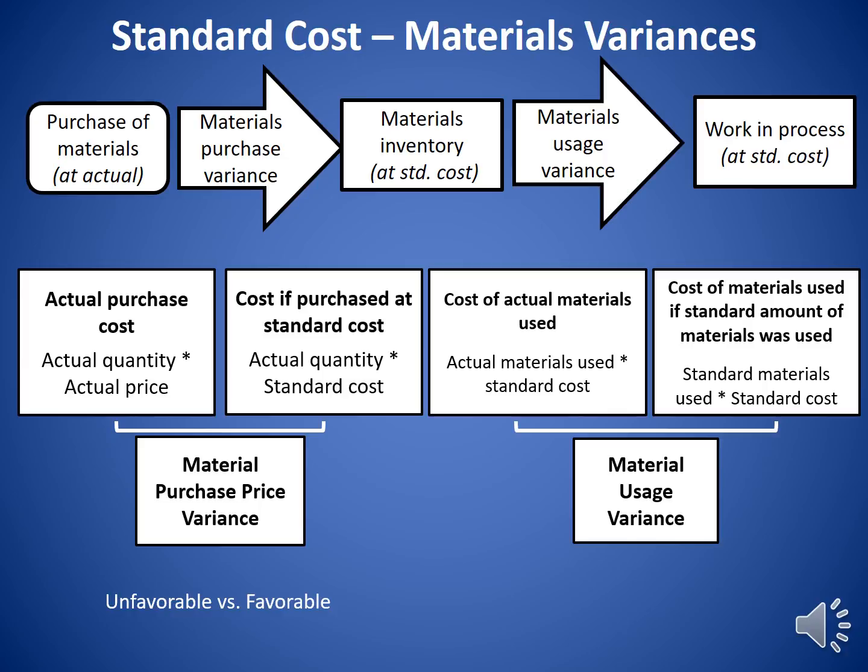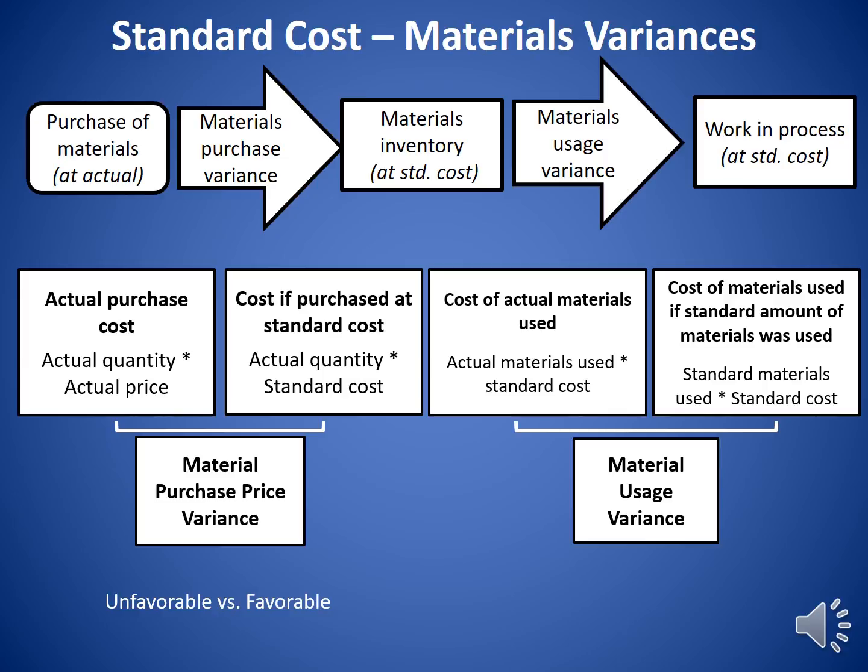So on the left side, it's the cost of materials that we actually used at our standard. In other words, how much materials do we actually use in production? We compare that then to the cost of materials that we would have used if the standard amount of materials was used. In other words, based upon the volume of the work in process, we should have used, according to our standards, a certain amount of materials. And those are basically the materials that we expected to use.